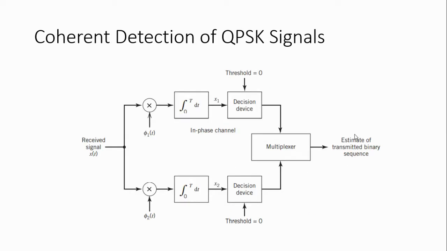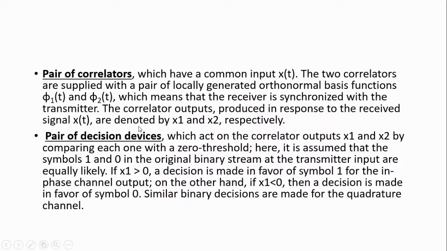In coherent detection, it uses a pair of correlators. This is one pair of correlator, and this is the another pair of correlator. This is the in-phase channel, and this is the quadrature phase channel. The common input is given into the two correlators, and then the input is multiplied with the orthonormal functions phi 1 of t and phi 2 of t, which means the receiver is synchronized with the transmitter.